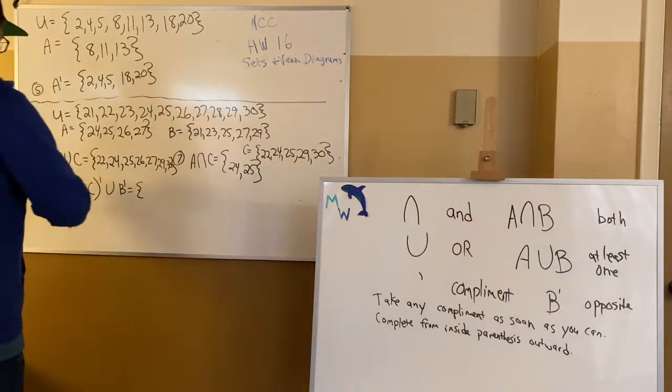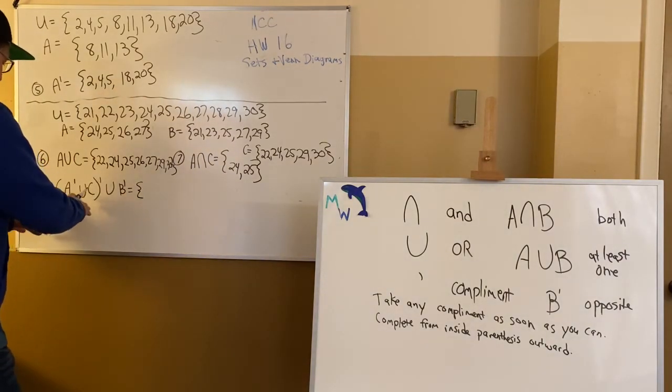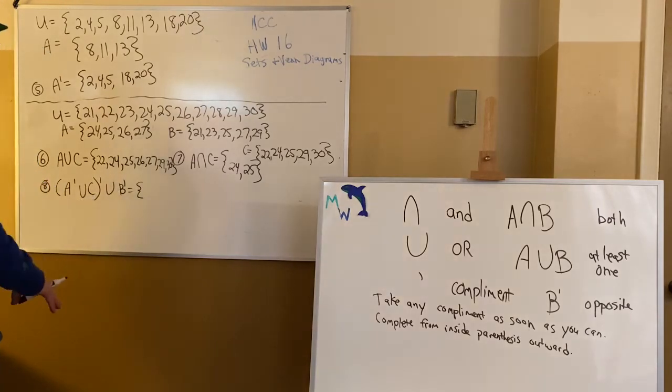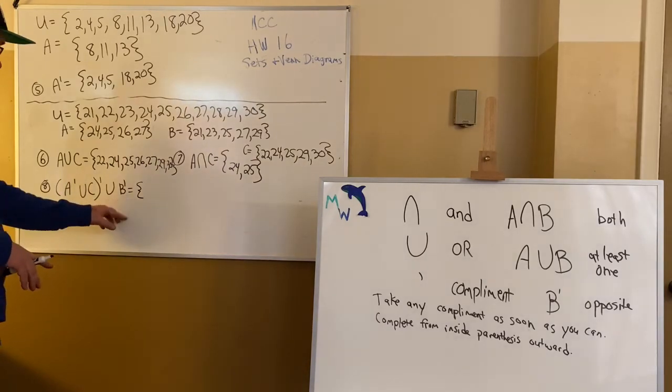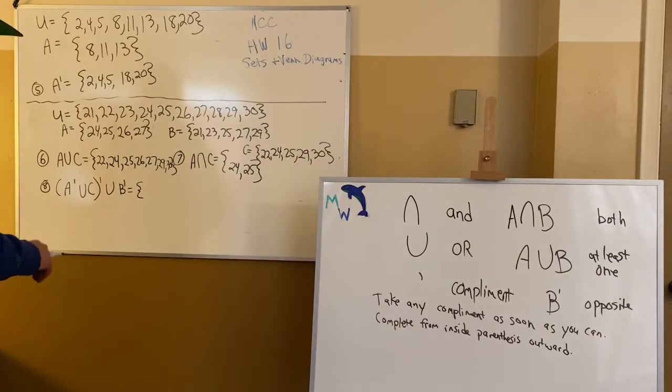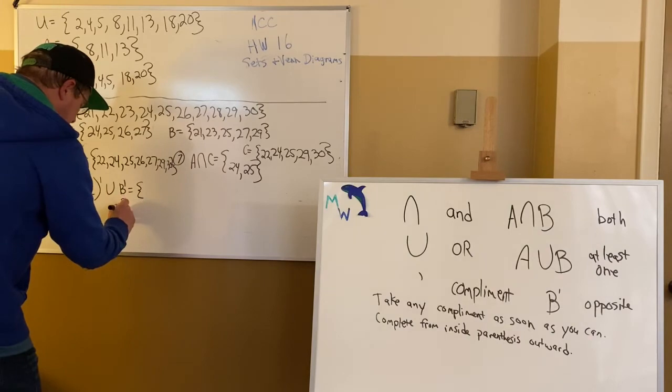So we're looking at these parentheses, but the first thing we've got to do is take this complement of B. So when we get to that, it's going to be B's complement. We might as well get that going now. Let's figure out what B's complement is. We're going to need that later.